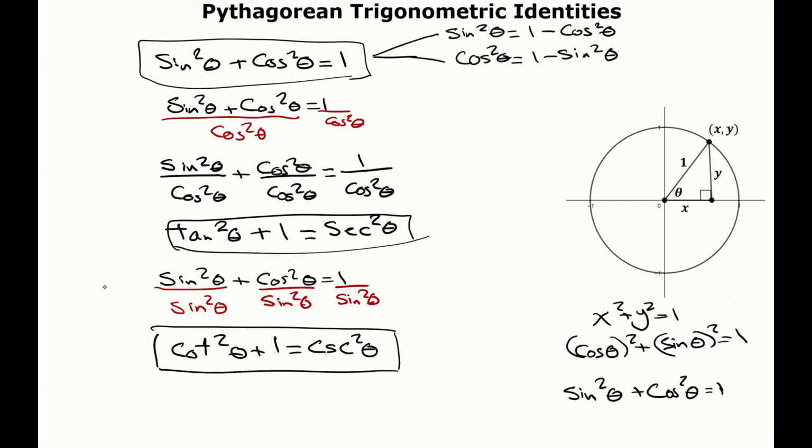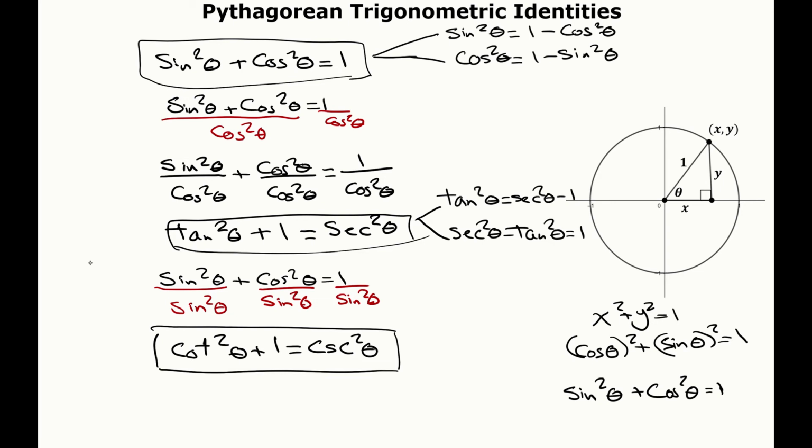Now, this one we can do the same. We can see that if we solve it for tangent squared theta, we get secant squared theta minus 1. Or one thing we could do is go ahead and move this tangent squared to the other side, so we end up with secant squared theta minus tangent squared theta equals 1.